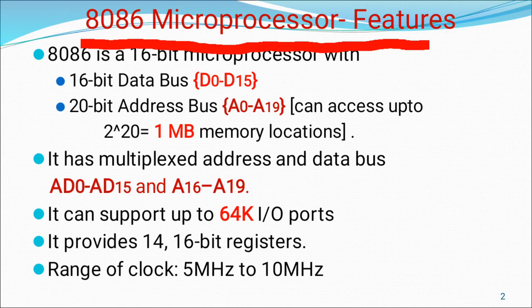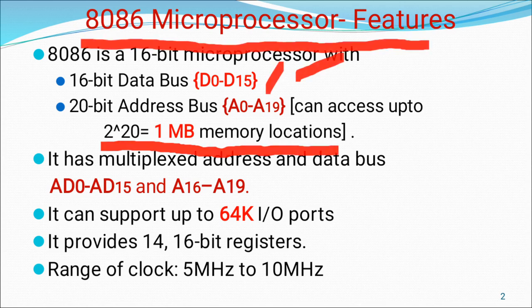So 8086 is a 16-bit microprocessor because it can perform 16-bit operations, so the size of the ALU is 16-bit, and it has a 16-bit data bus. It has a 20-bit address bus, so that it can access up to 1 MB of memory locations, and it has a multiplexed address and data bus.